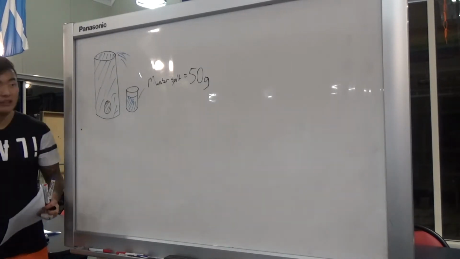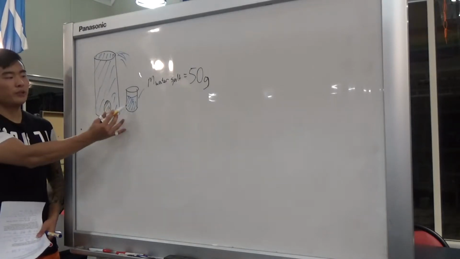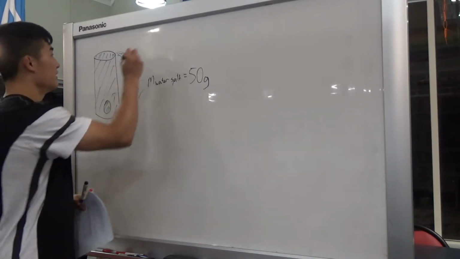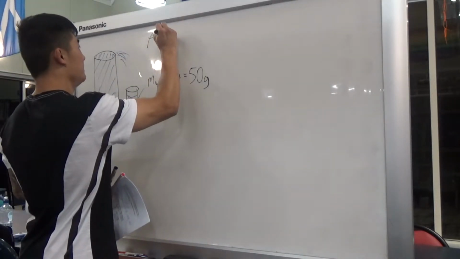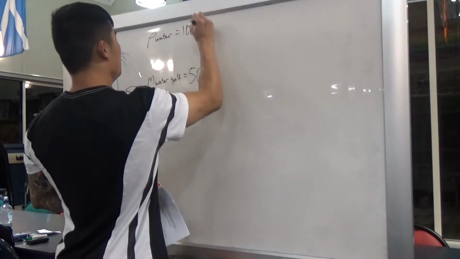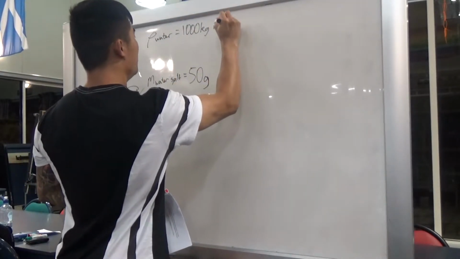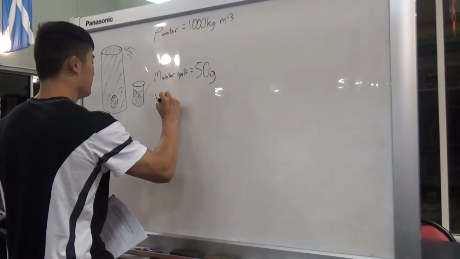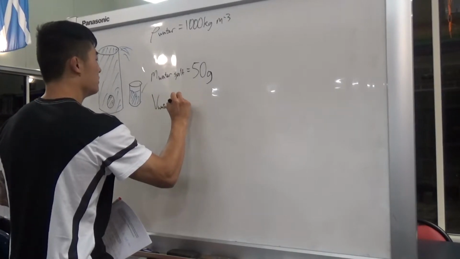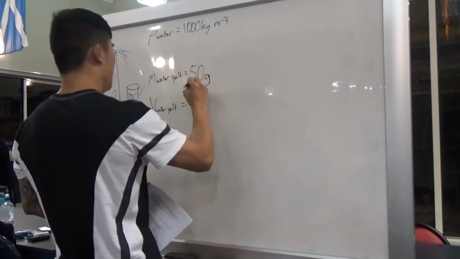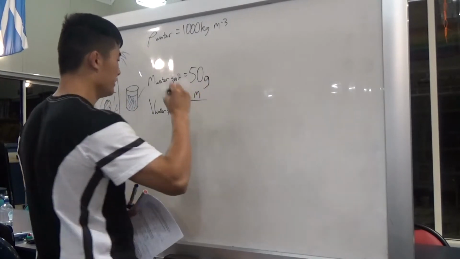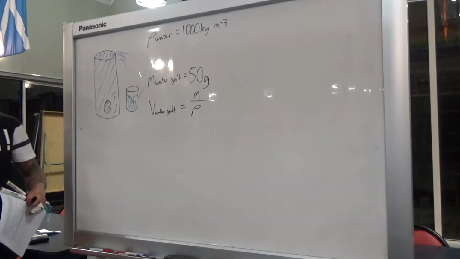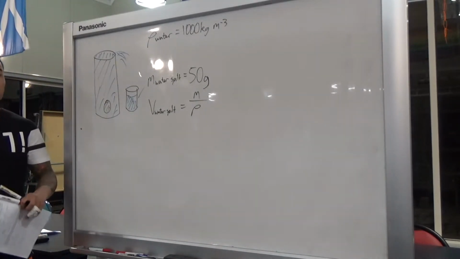And so what we can do now is we can calculate the volume of this water that was spilt, because we've been told the density of the water, right? So the density of water is equal to 1,000 kilograms per meters cubed. So volume of the water spilt will be equal to the mass of water divided by the density of the water. So V equals M over rho.